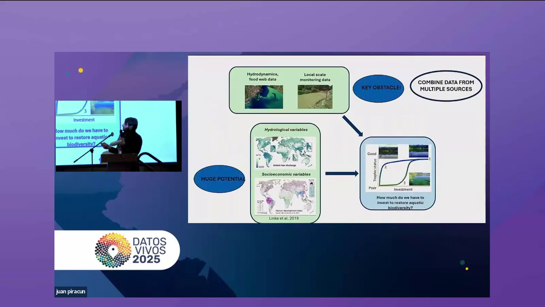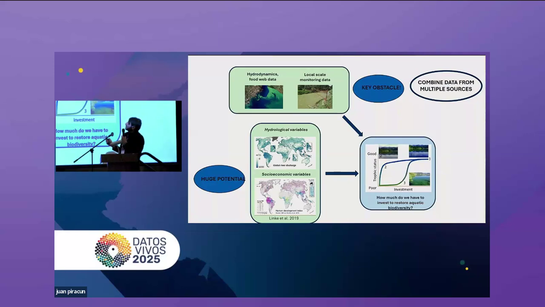So there are a lot of opportunities to link these local scale monitoring data with hydrological variables and socioeconomic variables to understand how much we have to invest to restore aquatic biodiversity by identifying those areas that need our attention. Definitely these models can help us with that. And we have a lot of data that could be used for that purpose.